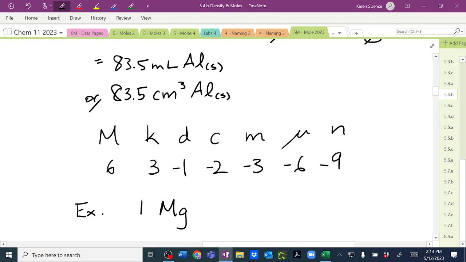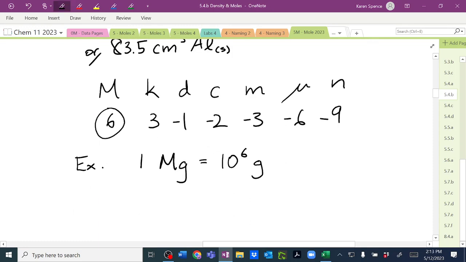What that means is, for example, if I have 1 megagram, because remember the 1 goes with the prefix, so the 1 goes with the mega, that would equal 10 to the what grams? 10 to the 6 grams. If I had 1 microliter, that would equal 10 to the negative 6 liters. So if you're doing the more challenging questions on Monday, you might need to remember those. That was just a little quick review there.